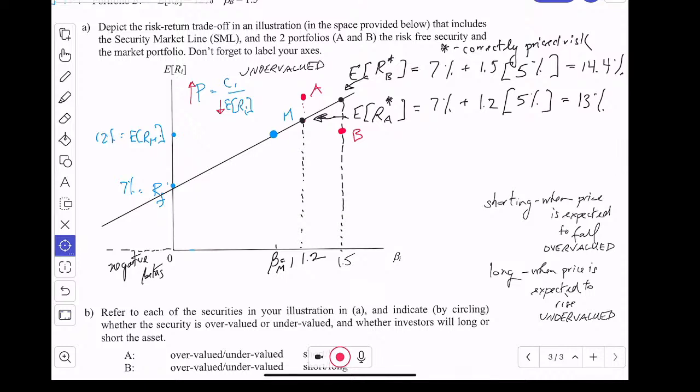So in the adjustment process, people will offer to sell at lower and lower prices just to get rid of B. And this effectively increases the expected return. And that's how you get the adjustment to the line. So we say that all the assets below the line are overvalued.